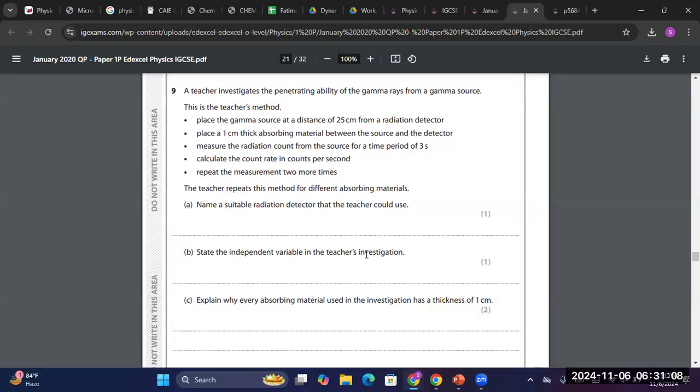The gamma source? No, she's using the same source throughout, or you should use the same source throughout actually. Or the absorbing materials then. Yes, exactly. The independent variable is the variable we are changing. So what are we changing? We are changing the absorbing material. So the independent variable over here is the absorbing material used.